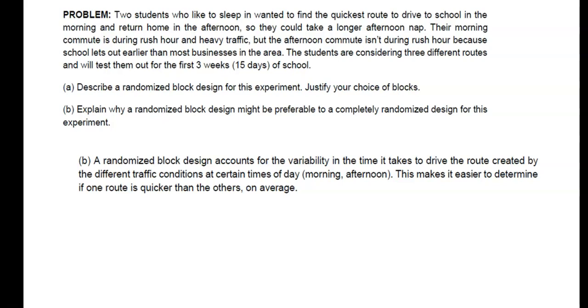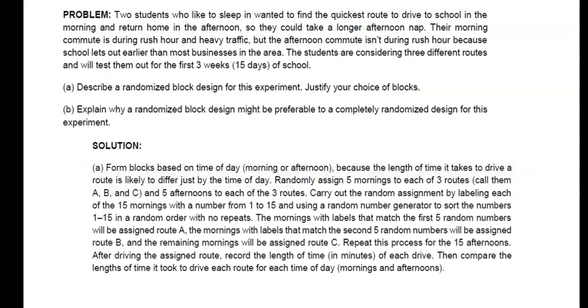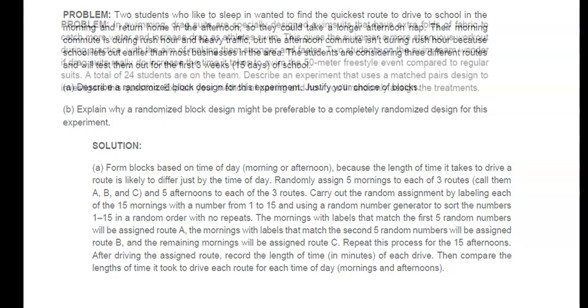So if you did completely randomized, so if we do it on times of day, because the length of time it takes to drive a route is likely to differ by times of the day, right? So then we're comparing the afternoon easy commute to the morning tougher commute, that takes longer. So it's not really fair. So it's going to be better to block it out because there's definitely a difference in the morning commute and the afternoon commute. I like this example a lot. And it goes a little bit more into detail on how you would carry that out. So I would read that, make sure that makes sense to you.